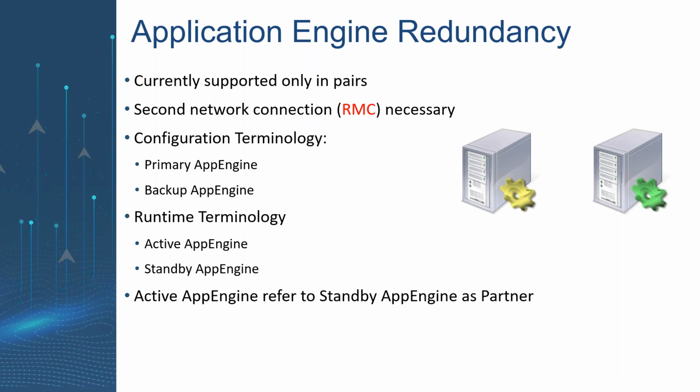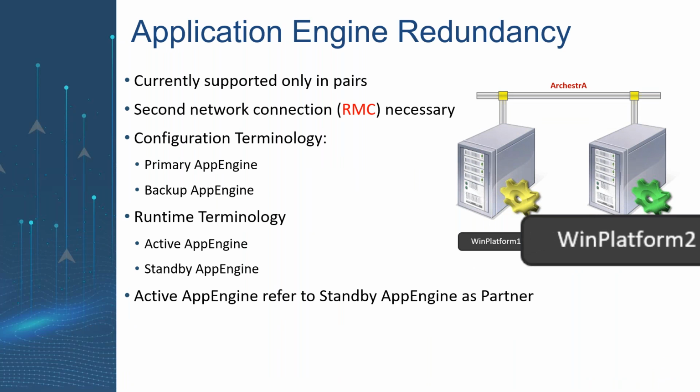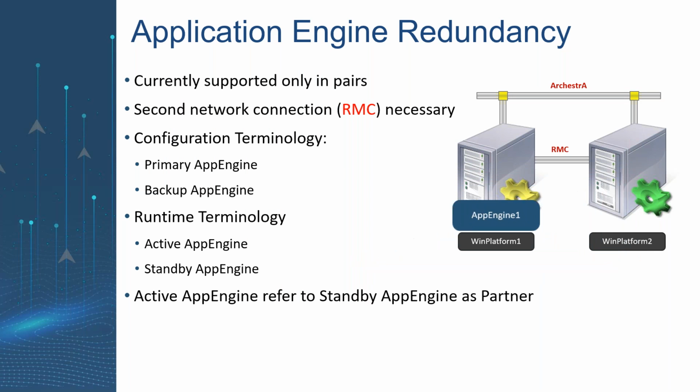So the application server redundancy here needs specific networking. First we have to keep in mind that this type of redundancy is pairs only. So if you have platform 1, platform 2, and platform 3, and you want to make a redundancy of AppEngine 1 in AppEngine 2, you already paired 1 and 2. You cannot take the third one into consideration. All backup of 1 are in 2 and all backup of 2 are in 1.